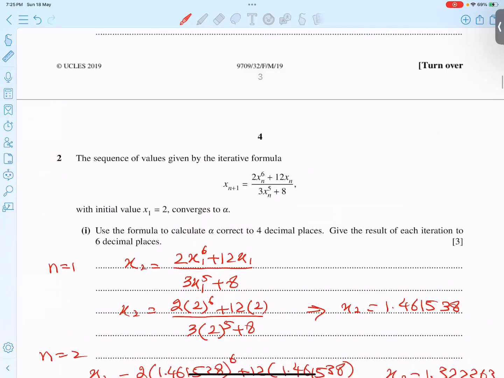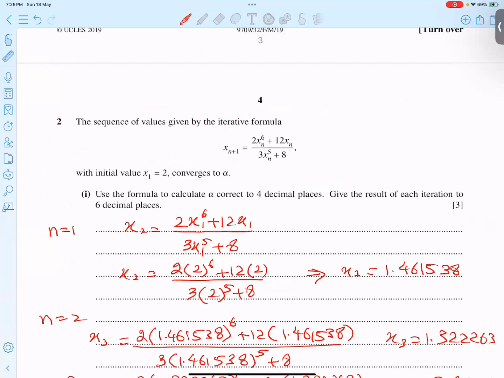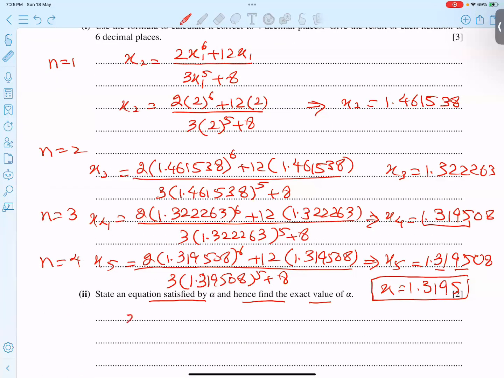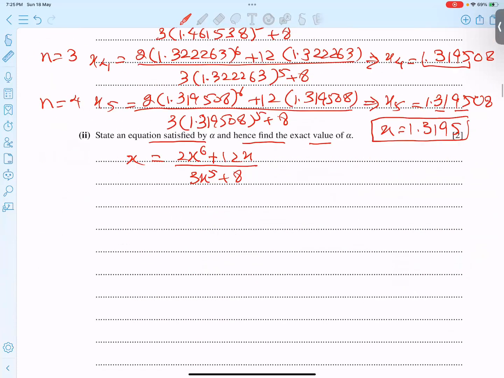How to get the exact value of alpha from here? First of all, I will remove all subscripts. So I get it here as x. Every x1, x2, I will remove and replace by x only. So this is demanded from us, 5 and here 8. So now we do cross multiply.